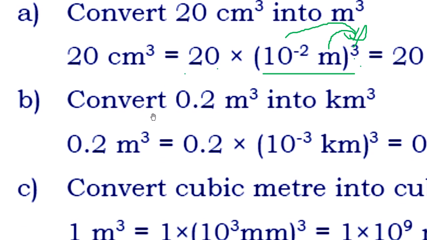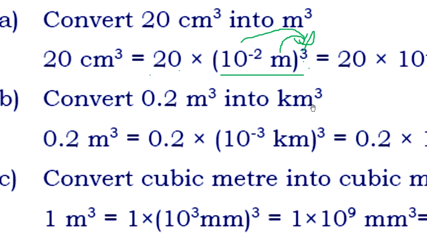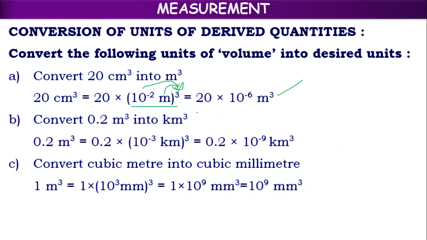So next, convert 0.2 meter cube into kilometer cube. Convert 0.2 meter cube into kilometer cube. So children, we have to convert meter cube into kilometer cube. Let's see first kilometer to meter.